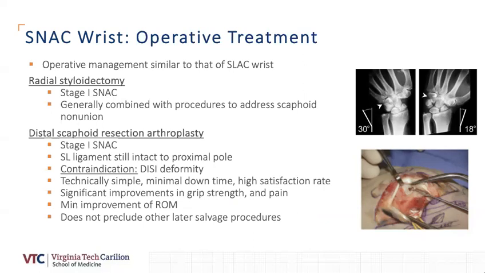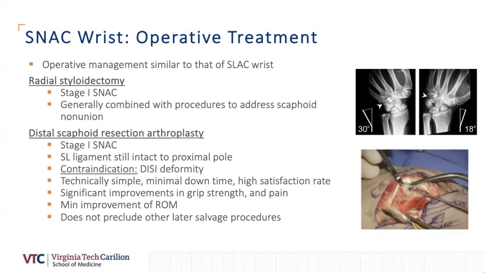In this situation, stage 1, you would have the SL ligament still intact to the proximal pole. Because you still have that connection between the scaphoid and lunate, you are able to take out that distal segment. However, this would be contraindicated if you had a DISI deformity, because the DISI deformity is a result of an SL injury or tear. So that SL ligament is not intact, and you wouldn't want to take out just the distal aspect of the scaphoid, because it wouldn't treat the underlying problem.